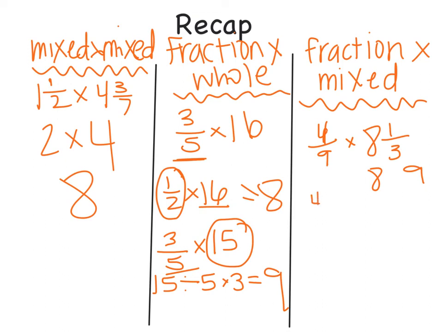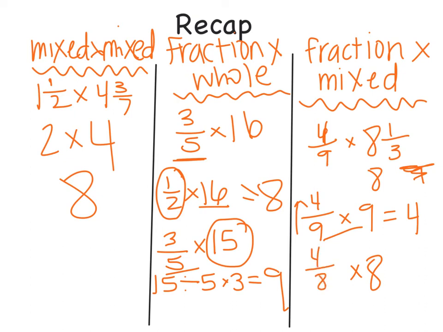If I wanted to go up to 9, I could just do 4/9 times 9. 9 divided by 9 is 1, times 4 is 4. Or if I want to go down to 8, I could change my fraction to something that works with it. 4/9 is really close to 4/8. So I could then change my fraction to 4/8, which is 1/2. Half of 8 is 4. So either way, I got the same thing.